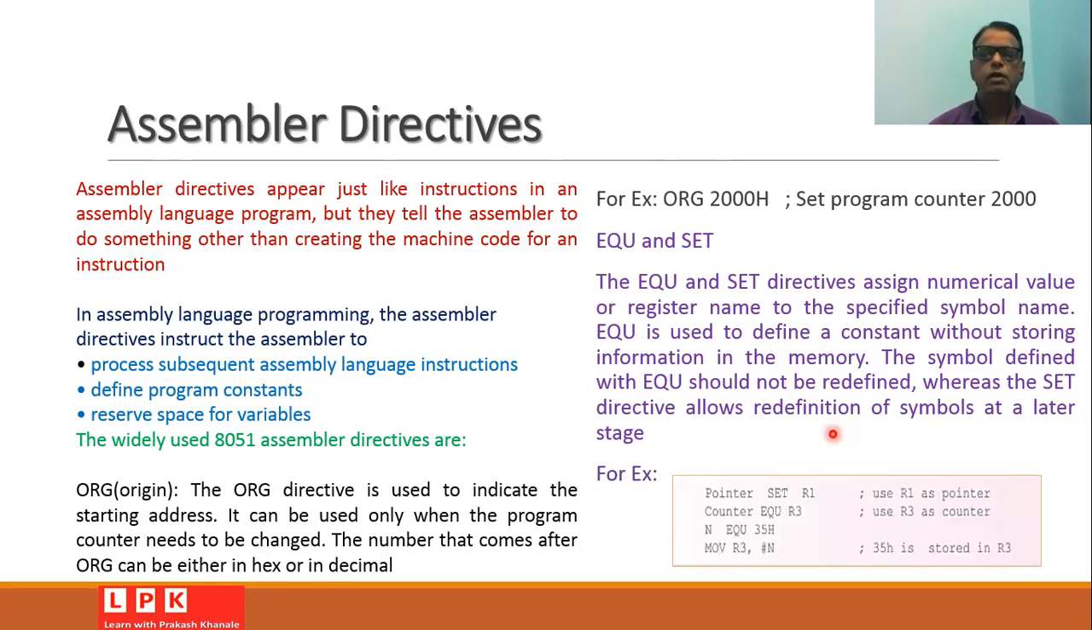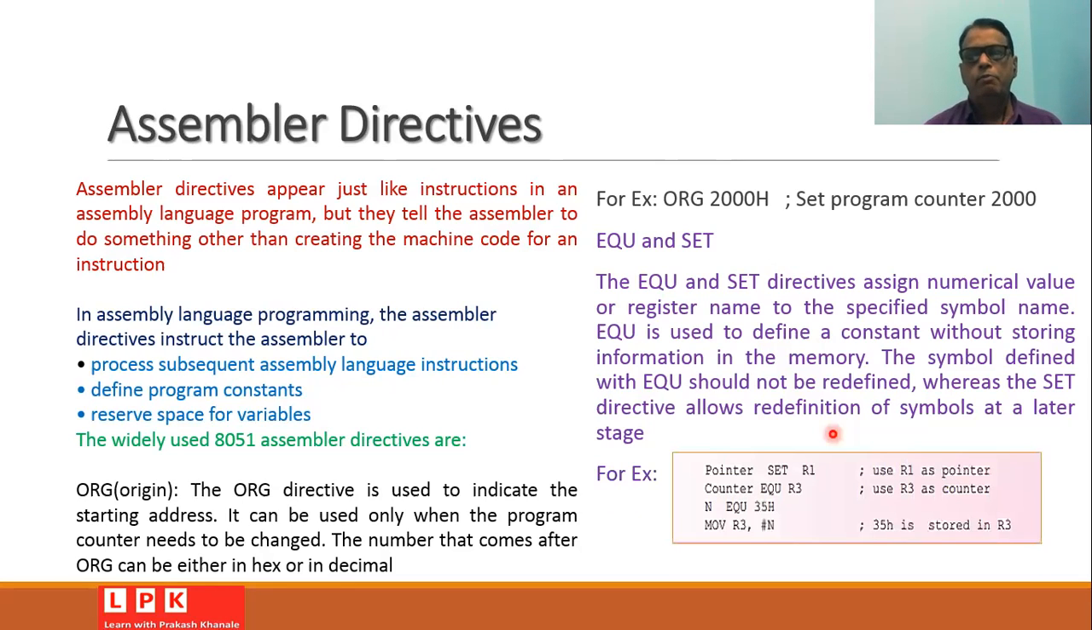So for example, you can set pointer to Rn. So R1 is being set as a pointer. You can set counter EQU R3, so R3 is being used as a counter, or you can set the variable n equal to 35 hexadecimal, or you can write MOV R3, #n, where the number is stored in the register R3.